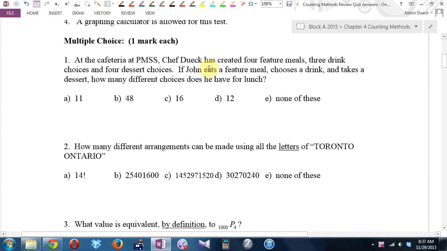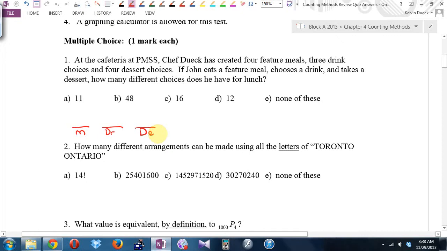Okay. Multiple choice. At the cafeteria at Pitt Meadow Secondary School, Chef Dueck has created 4 feature meals, 3 drink specials, and 4 dessert choices. I think this is a fundamental counting principle question because I think I can choose a meal, a drink, and a dessert.